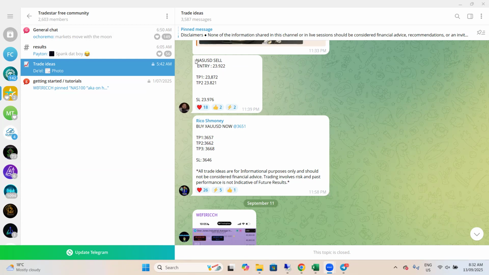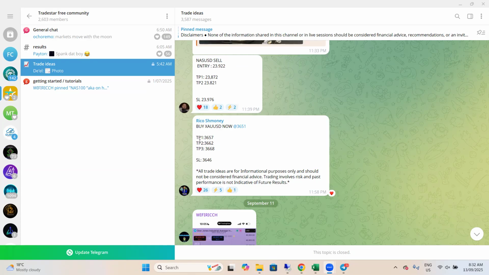So this here is the NASDAQ. You don't need to know what it is if you don't understand it, right? This is gold. Right now, they give you the entry price. Okay, and I'm going to show you how to put it in and how to get the proper risk.